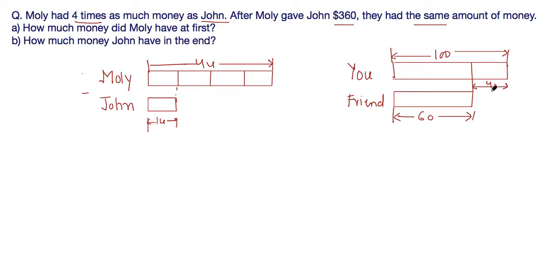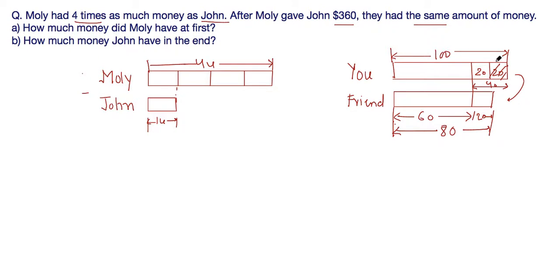Now how much you should give to your friend so that both of you become equal? It's simple. You just divide the amount you are more by 2, right? So if you divide 40 by 2, you will be getting 20, right? What do you get? You will get 20. So you see here, if you give this 20 to your friend, right, he will become how much? He will become, this is another 20, right? So the total for your friend will become 80, right?